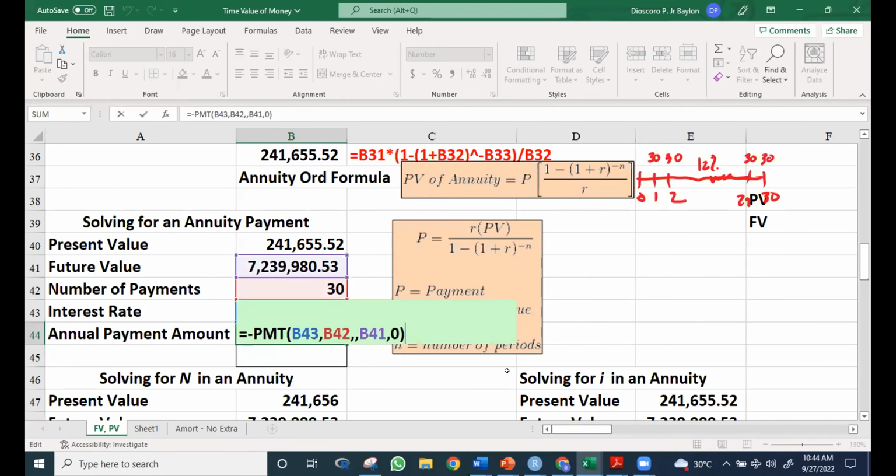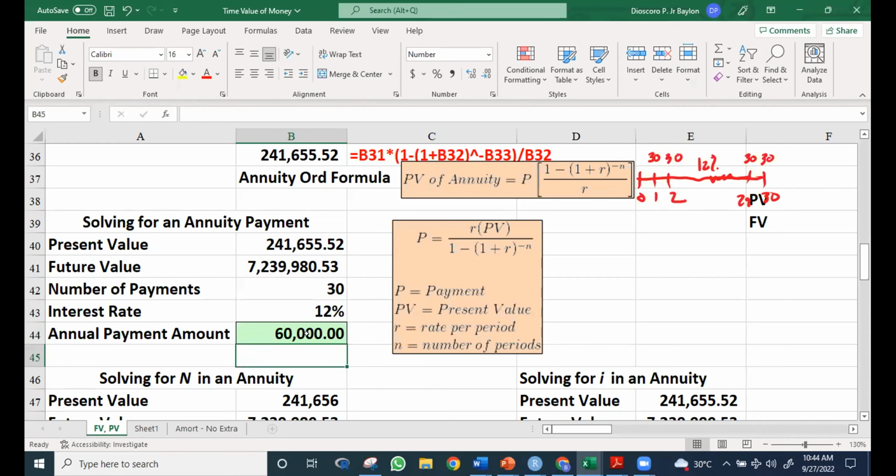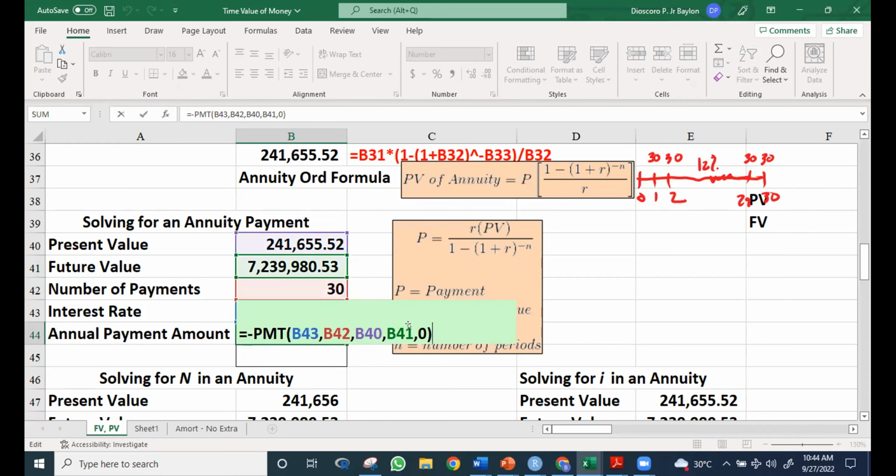However, if we include also the present value here, then we'll now get a different answer. Kasi what we're trying to say is we have now 241 and then we'll have another 7,239 after 30 years. Okay, so parang dalawa na, no? All right. Okay, any questions? So let me just delete this. Okay. So that's 30,000.